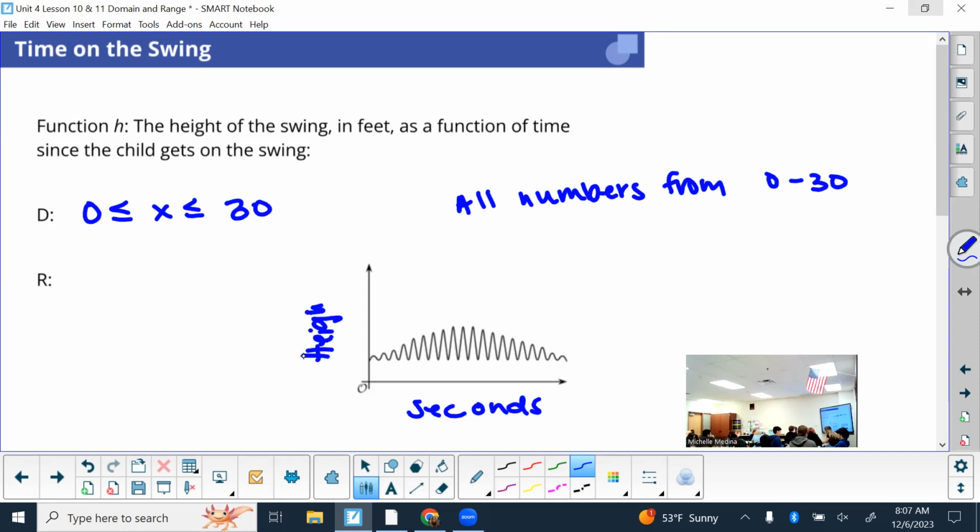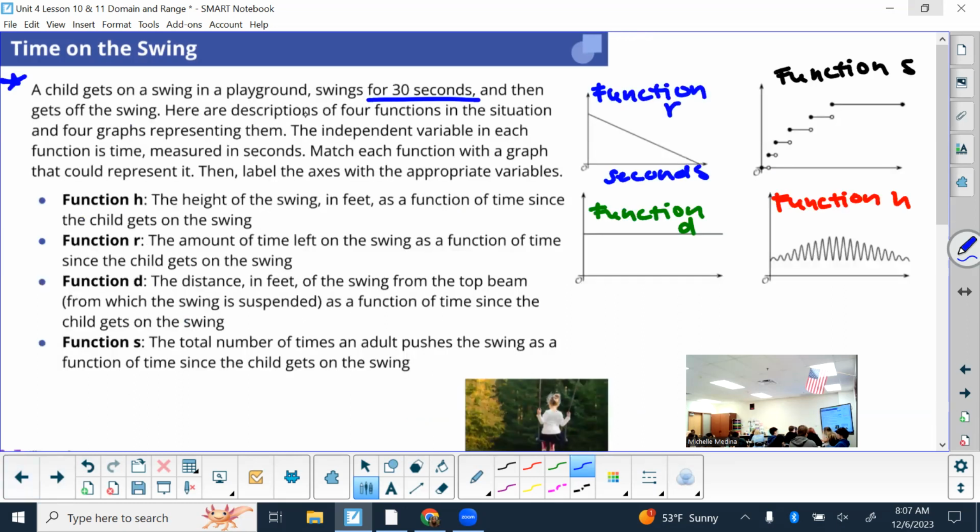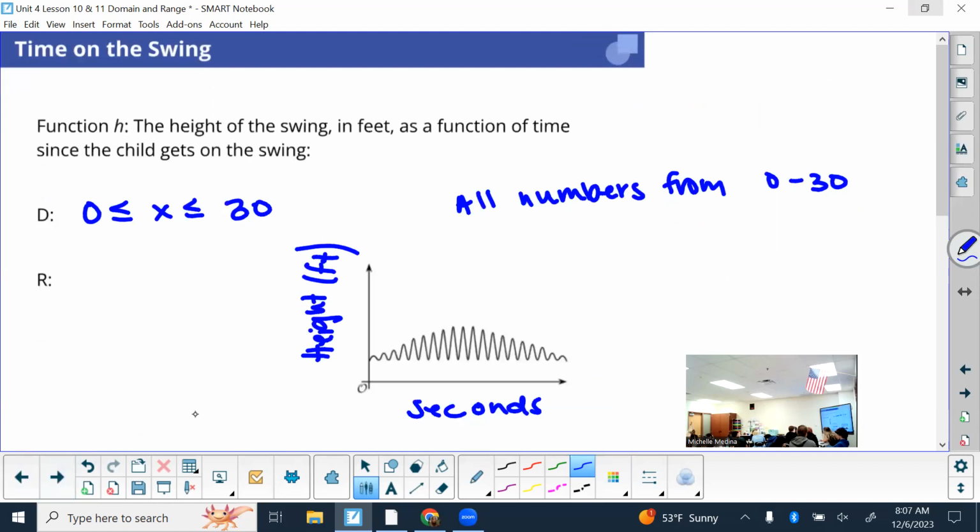The height in feet. Let's see, I don't think it mentions anything about the feet. All right, it doesn't say what the feet is from here, it's not labeled. But what could it absolutely not be?